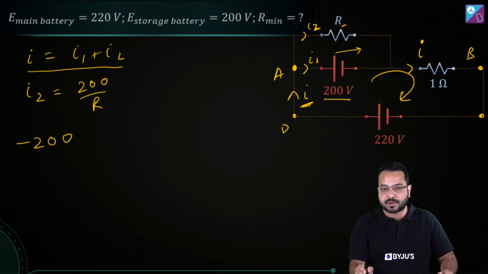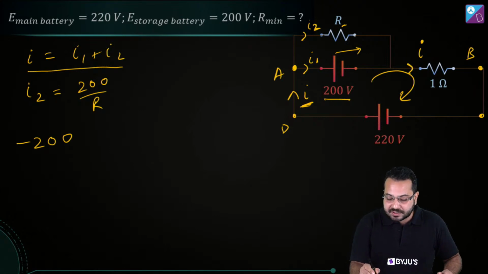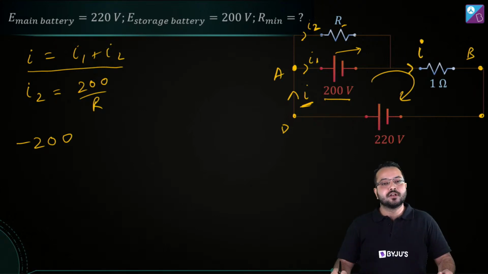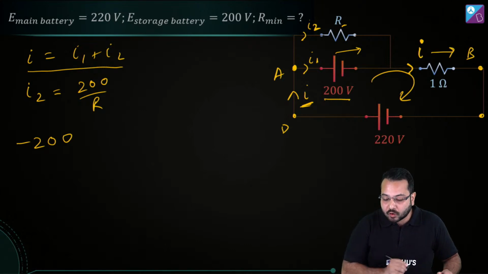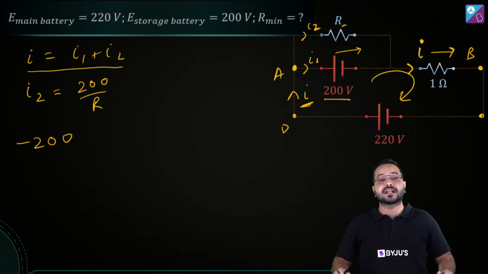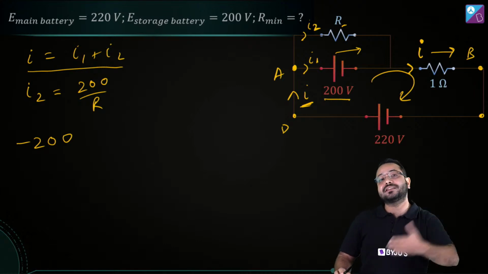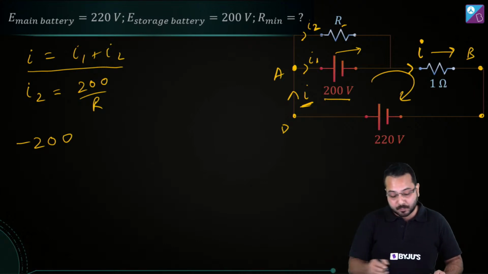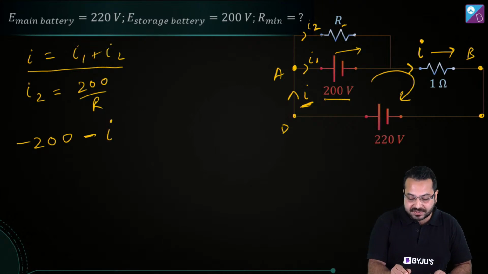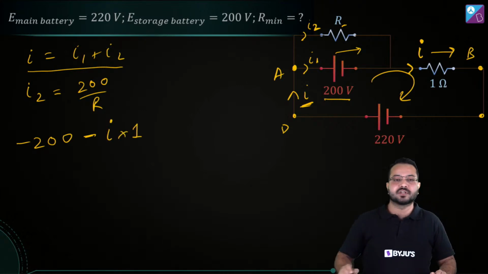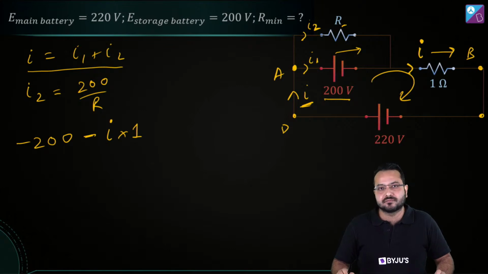Okay, it's the same branch throughout, so this current is also going to be I. Now we are going to go across this resistor. What is the direction in which we are going? We are going in the direction of the current, which means that the potential change is going to be negative. That is going to be minus I into 1, simply IR, but negative. Correct?